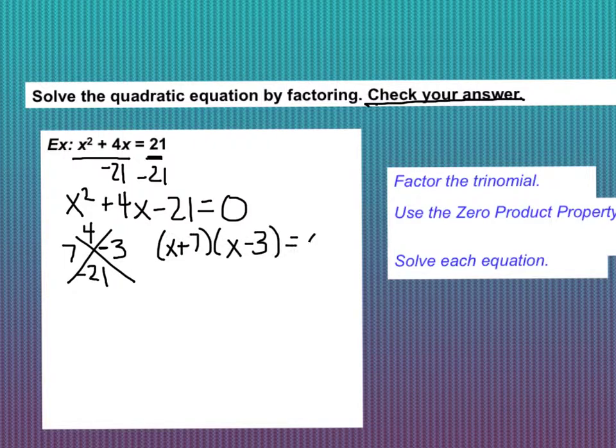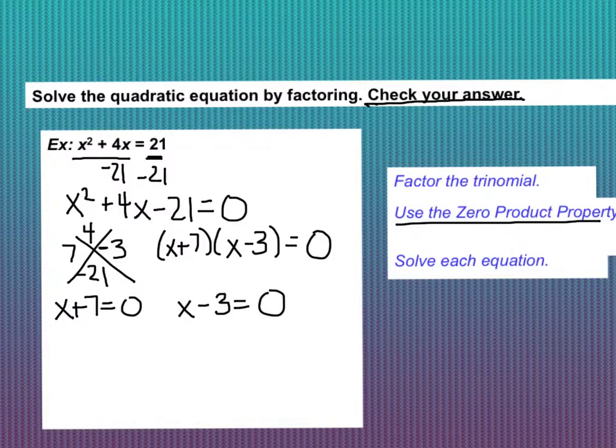Now I'll set those equal to 0, and I'm going to go ahead and use the zero product property now. And I get x plus 7 equals 0 and x minus 3 equals 0. Gotta love ZPP. I love it. And then I solve each equation, so you get x equals negative 7 and x equals positive 3. So my solutions are negative 7, 0 and 3, 0.